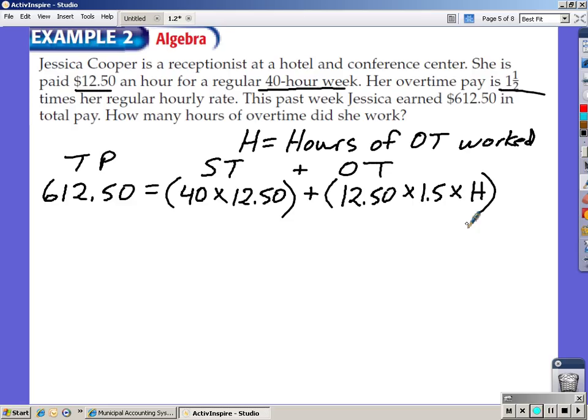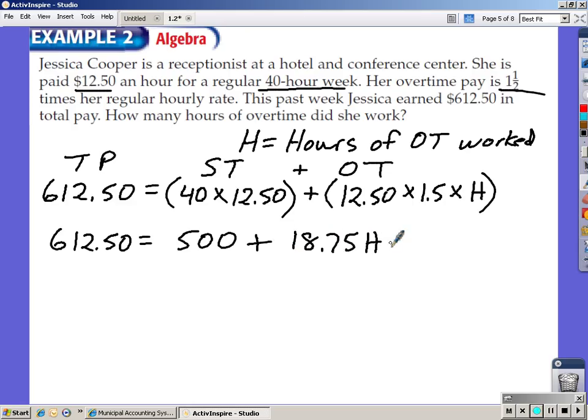All right? The problem is now set up. We just have to solve it. So, $612.50 equals 40 times $12.50 is $500. I simplified this. Plus, now take $12.50 times 1.5 times H. You get 18.75H. Subtract 500 from both sides.